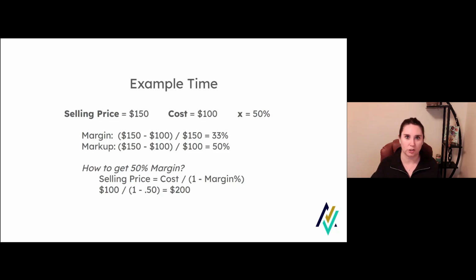Remember that any percentage is converted into a decimal. So $100 divided by 1 minus 0.5 is going to be 200. So in order to have a margin of 50%, we need to have a selling price of 200. Whereas if we want a markup of 50%, we only need a selling price of 150. Again, very minor differences, but when you stack it all up, this can make a huge difference within your business. So getting those numbers right can be key.